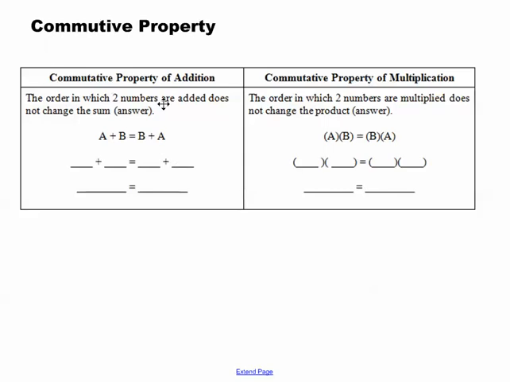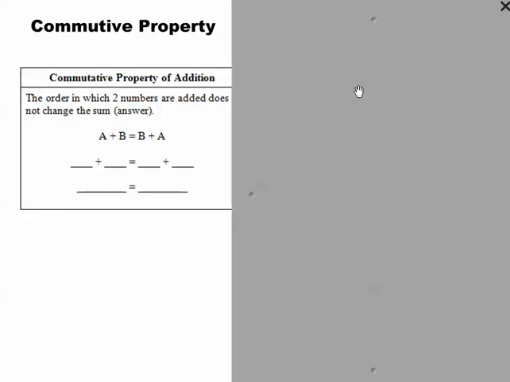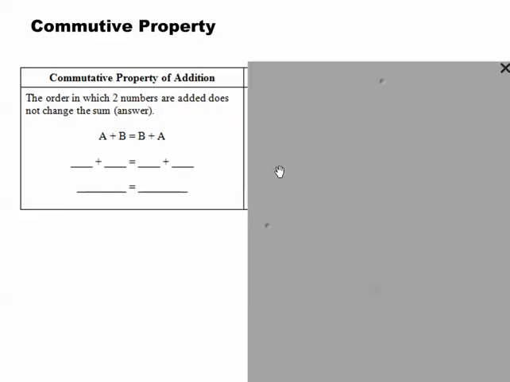The commutative property, and this is on your notes, guys, so we're going to write some stuff down. The commutative property simply means that if I change the order in which two numbers are, we're going to first just look at addition here. If I change the order in which two numbers are added, it does not change the sum or the answer. Okay, so let's look at this. If I have a plus b, that is the same as adding b plus a.